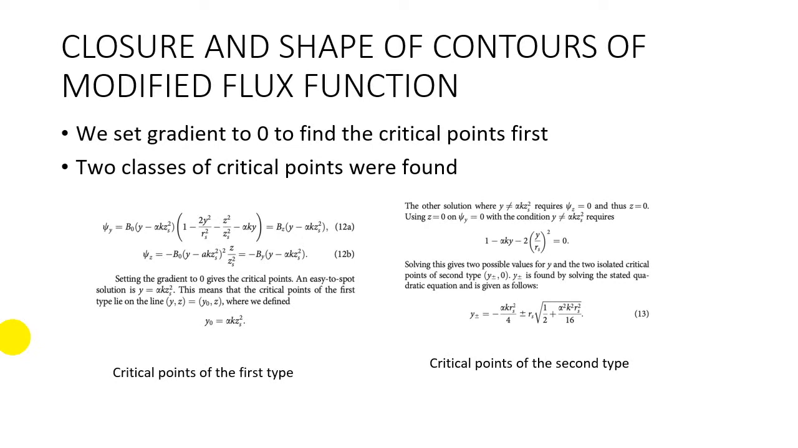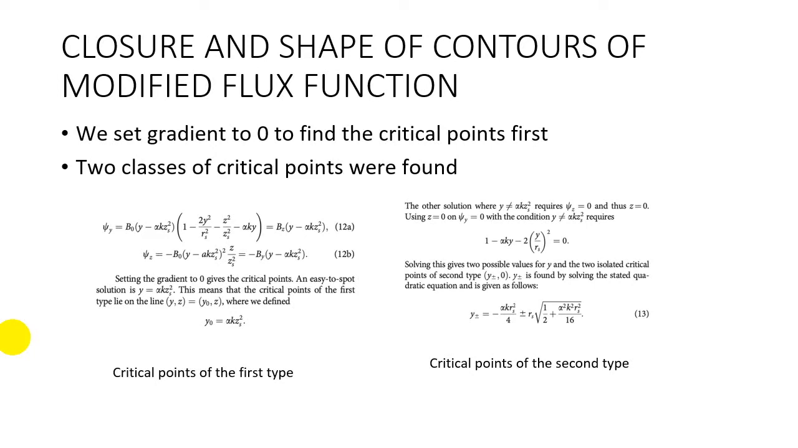You can easily take the gradient of the flux function, and without going into too much math, you can just basically see that these will give you the zero gradient. So they are definitely a type of critical point. And the critical point here is going to be a line parallel to the z axis, because no matter what value of z you put in here, as long as y is equal to alpha k z square, it's always going to be zero.